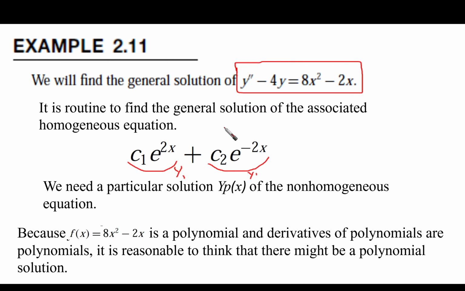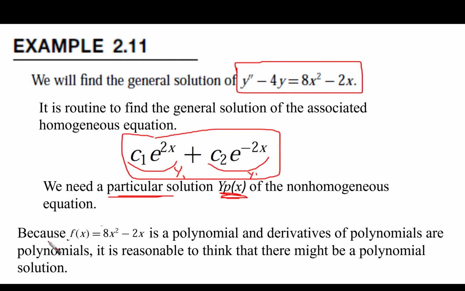Well, now we have obtained some part of the solution for our non-homogeneous differential equation, but we need the second part, which is the particular solution. We want to add yp, or we want to find yp of the non-homogeneous equation. If you look at the right-hand side of the equation, you're going to find that it is a polynomial.